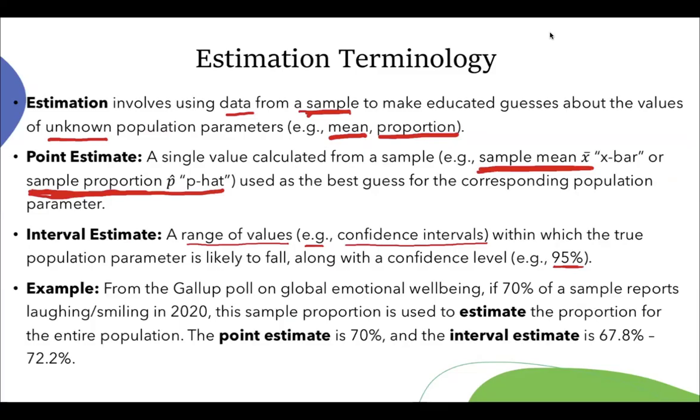So let's look at the Gallup poll on emotional well-being. If 70% of the sample reports smiling, laughing in 2020, that's a sample proportion, and it is used to estimate the proportion for the entire population. That 70% is a point estimate. It's a single number. The interval estimate is the range that we calculated before, 67.8% to 72.2%.